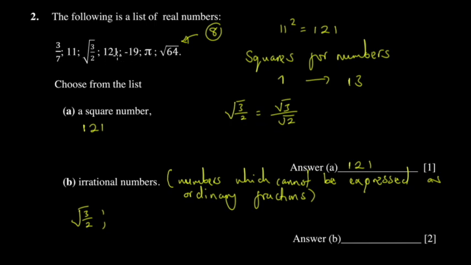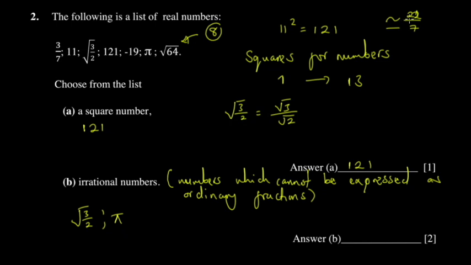So 121, it's 121 over 1, rational. Negative 19, negative 19 over 1, rational. Pi is irrational. Pi being irrational means we cannot express it as a fraction. 22 over 7 is the approximation that we use. It's an approximation. It's not the exact value of pi.